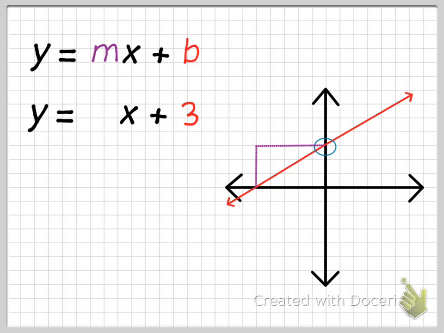I'll draw in my slope, and to get from one perfect point to the next perfect point, I need to rise 3 and run 5. That means m, or my slope, is 3 over 5. That's all there is to it. So the slope of this line is 3 over 5. It crosses at 3. The equation is y equals 3 over 5x plus 3.